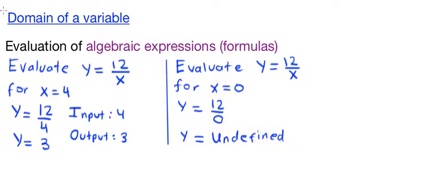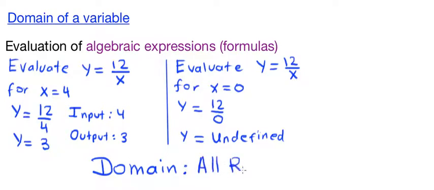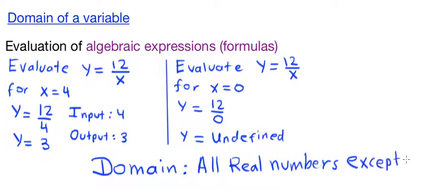So the idea behind finding the domain of a variable is to collect all the good inputs, the inputs that are going to give us good outputs. So, for instance, notice that in here the only value of x that is going to give us this undefined situation is x equals 0. So then we can say that the domain of x in this formula should be the set of all real numbers except 0, right?